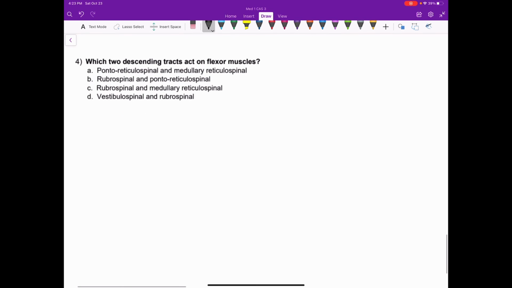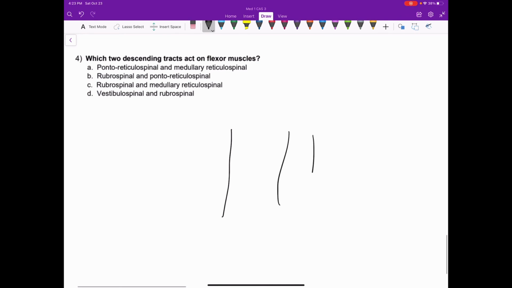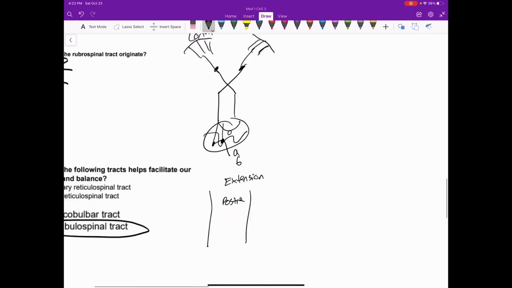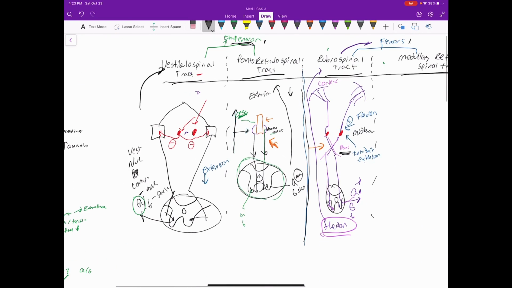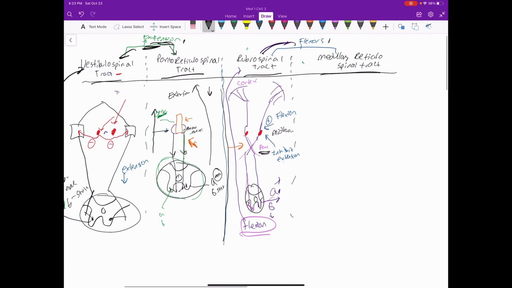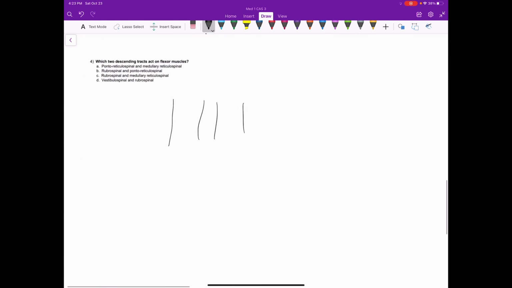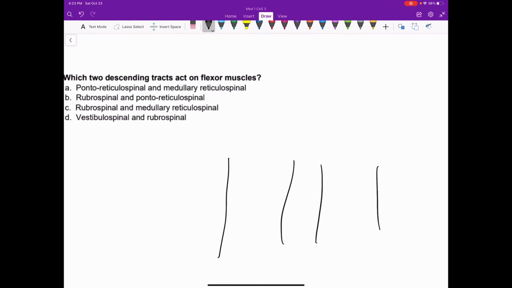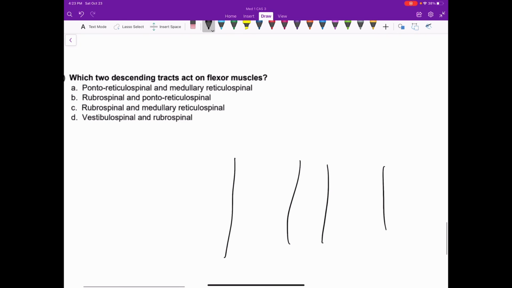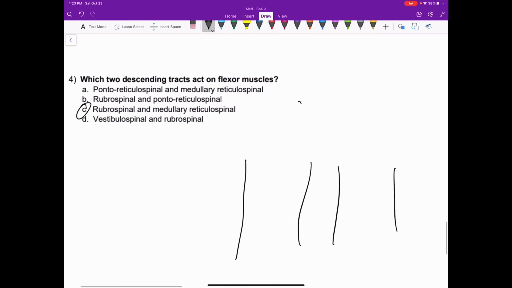Which two descending tracts act on flexor muscles? Okay, we just grouped it in 4, right? 1, 2, 3, 4. I'm going to scroll up and look at it real quick. What do we say? Extensors, vestibulospinal and ponto reticulospinal. Flexors, rubrospinal and medullary reticulospinal. Okay. So we said rubrospinal and what? Medullary reticulospinal. So this is our answer.